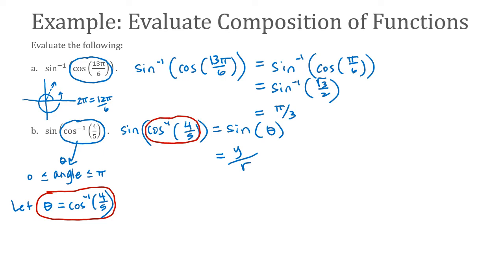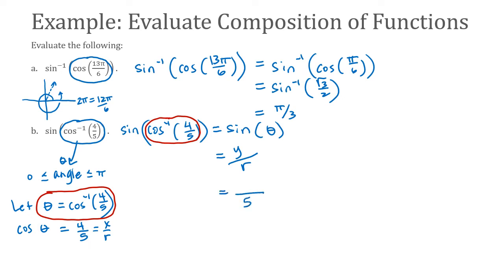Another way to write that would be to say that the cosine of that theta must equal 4/5. Isn't that true? If the angle is equal to inverse cosine of 4/5, then the cosine of the angle, the output, has to be 4/5. And what we know about the cosine is that it is equal to x over r. Isn't that nice?